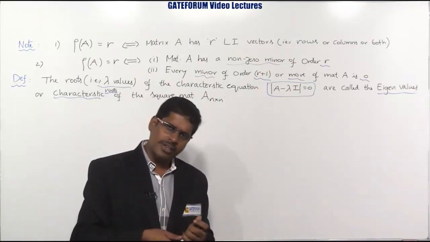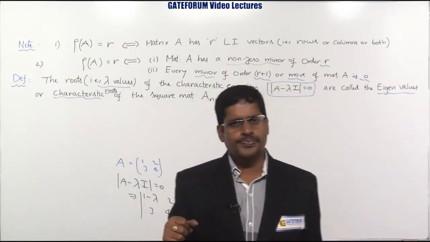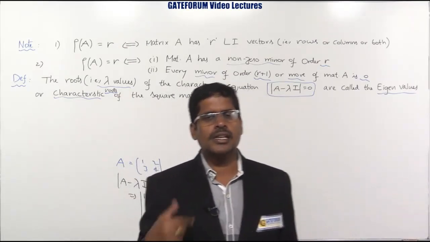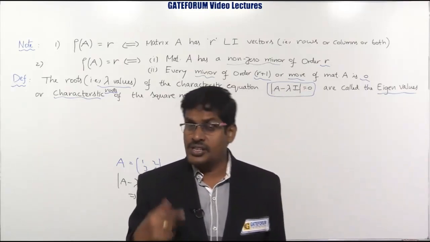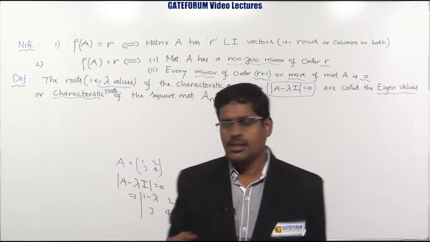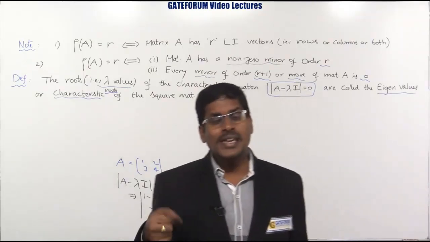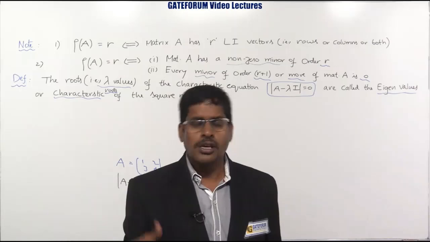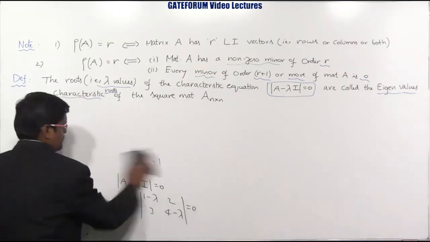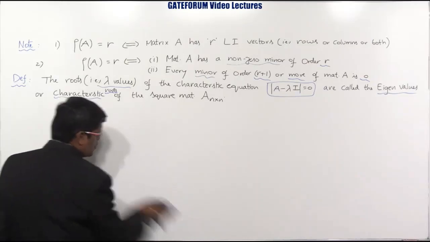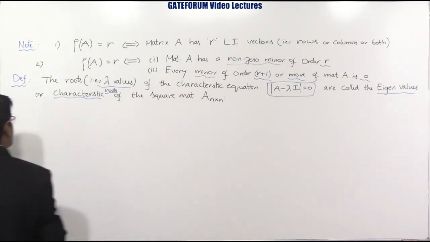If it is a 2 by 2 matrix, the last step of the characteristic equation is a lambda square equation, that is a quadratic equation in lambda. If it is a 3 by 3 matrix, after expanding this determinant, it gives a cubic equation in lambda, that is lambda cube equation, and you know how to solve further. So after getting these lambda values, the next definition is eigenvector for each lambda.